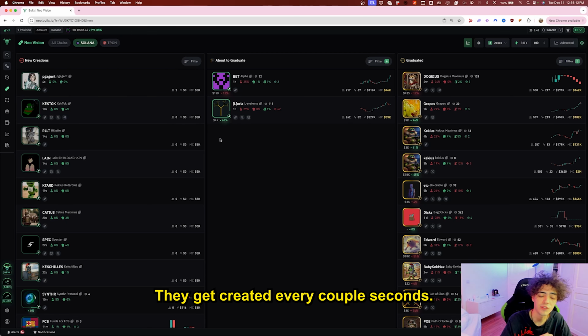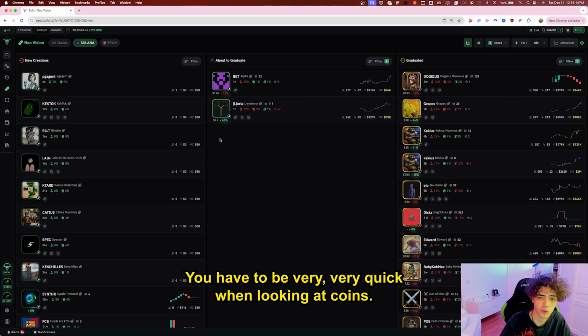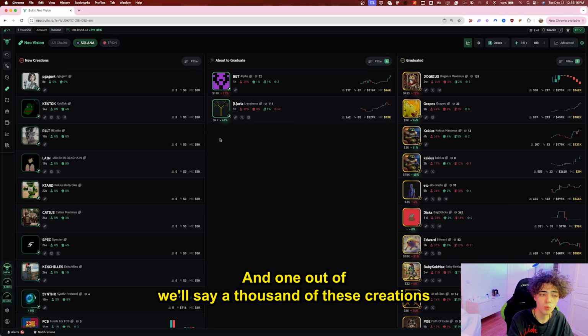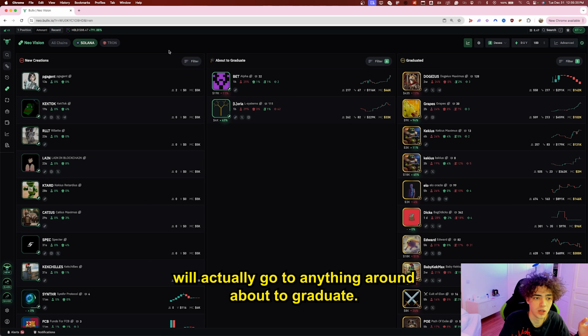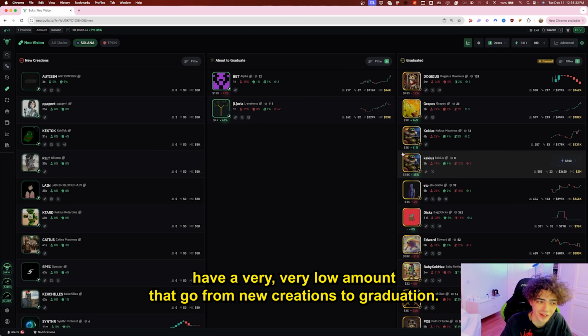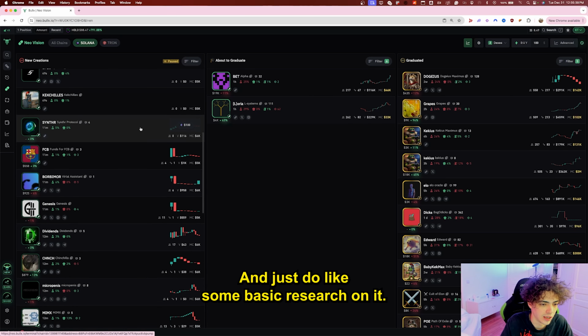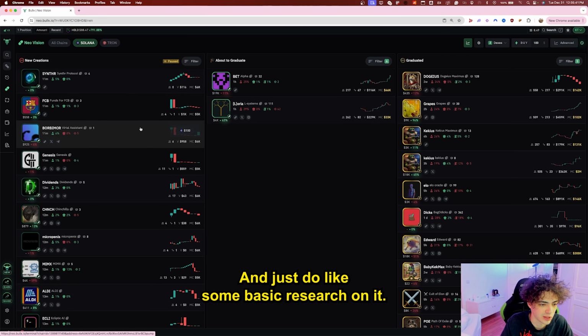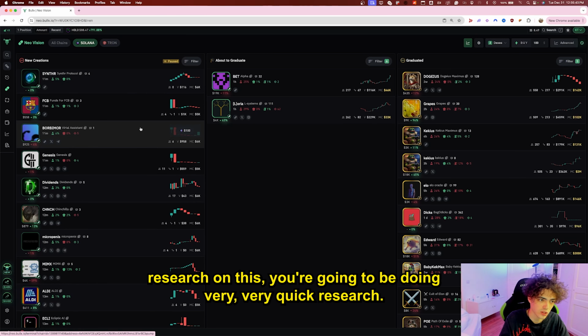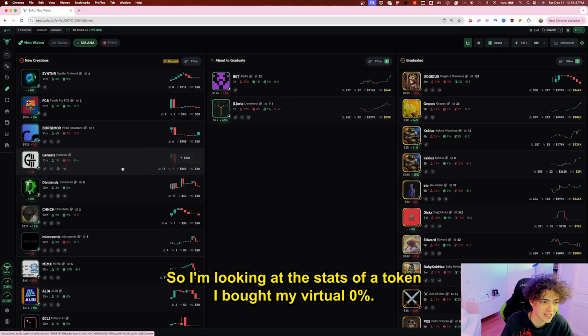They get created every couple seconds. You have to be very, very quick when looking at coins. And 1 out of, we'll say, 1,000 of these creations will actually go to anything around about to graduate. You have a very, very little amount that go from new creations to graduation. So let's look at a random coin, for example, and just do some basic research on it. Usually when you're doing research on these, you're going to be doing very, very quick research. So I'm looking at the stats of a token. All right, Borbamar virtual assistant, 0%.